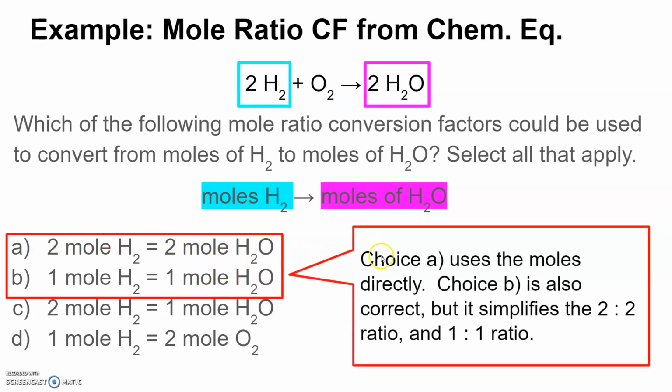And the reason why choice B works as well is that essentially you can simplify this conversion factor. If 2 moles of H2 is equal to 2 moles of H2O, it's a 2 to 2 ratio. That's the same thing as saying a 1 to 1 ratio. So we can just simplify the numbers into 1 mole of H2 is equal to 1 mole of H2O. Now, in terms of your math, you could use either conversion factor if you were trying to solve a problem that involved this. Either one would work, but oftentimes people do simplify them.